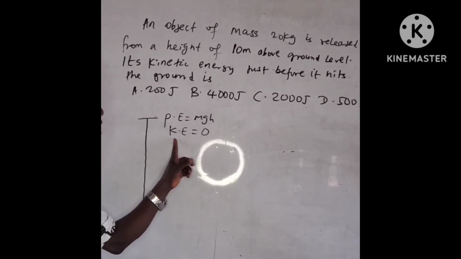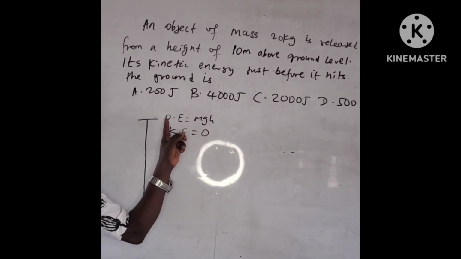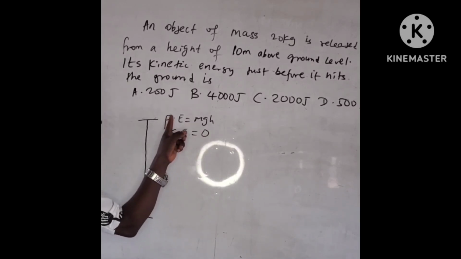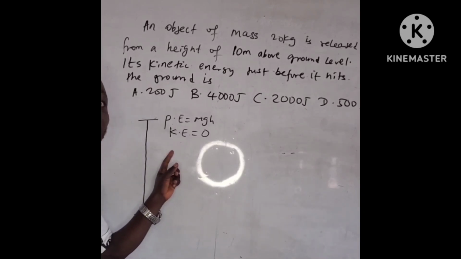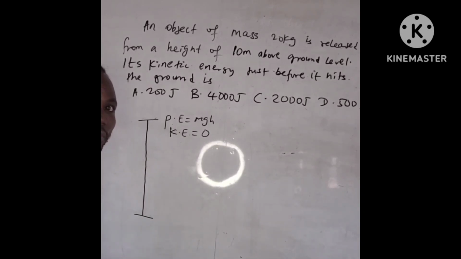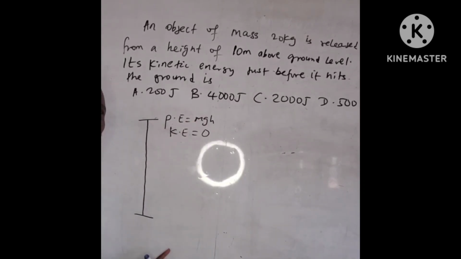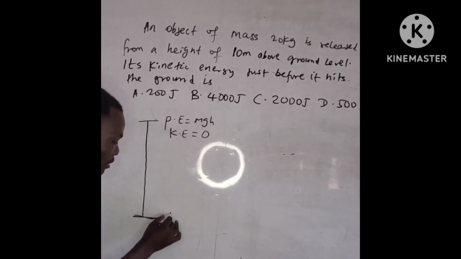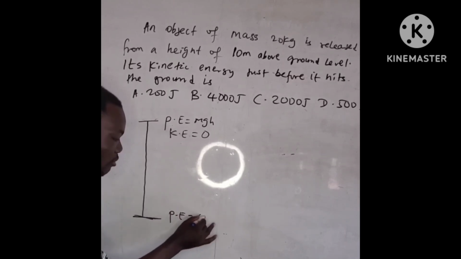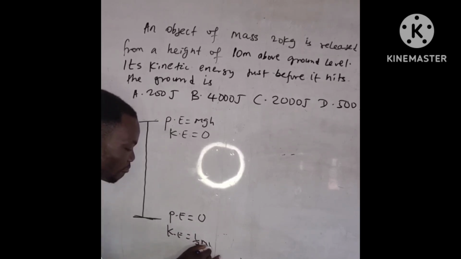So as this object falls to the ground, its velocity starts increasing from 0. Because of that, the kinetic energy will start increasing, while the height decreases, so potential energy is decreasing. The potential energy is now being transformed into kinetic energy as the object falls. So before the object hits the ground, the entire potential energy will be transformed into kinetic energy. At the ground level, the potential energy becomes 0, while the kinetic energy becomes 1 over 2 mv squared.